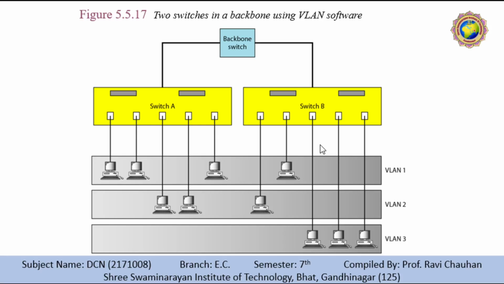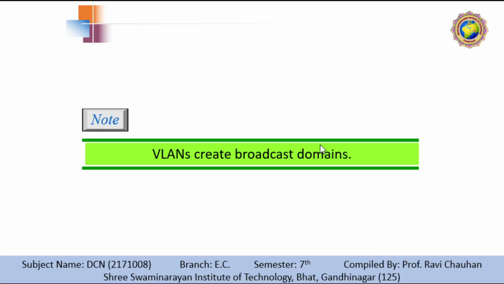From these 3 examples, we can define the VLAN characteristics. VLAN creates broadcast domains. VLAN groups stations belonging to one or more physical LANs into broadcast domains. The stations in the VLAN communicate with one another as though they belonged to the same physical segment.